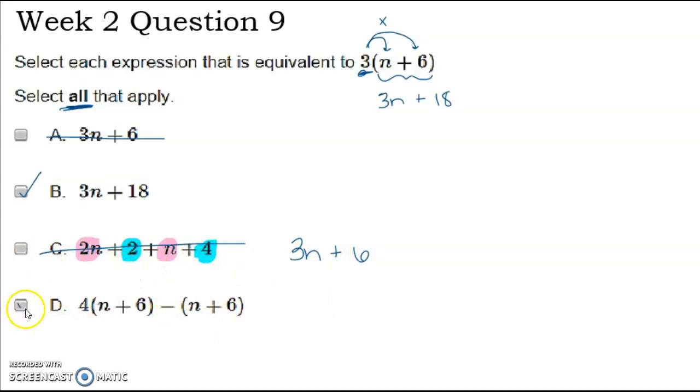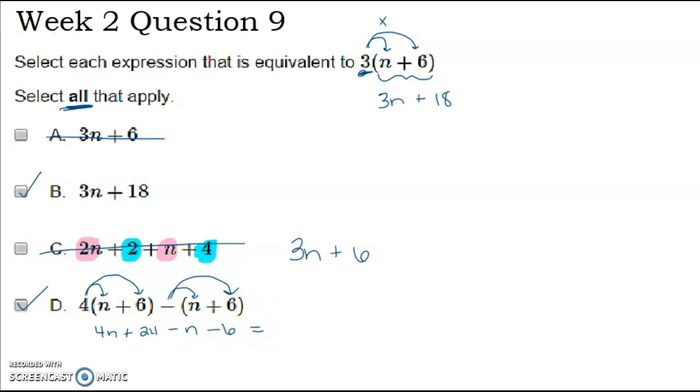Now this last one I know is going to be a right answer, because when it says all that apply, I know there are 2 answers. But let me show you why. This is a multi-step problem, and again, it's pretty advanced. So if it doesn't make sense, just check it off and go on to question 10. We have 4 times n, and we distribute the 4 to the 6. 4 times n is 4n. 4 times 6 is 24. Now we have this minus sign, and it actually gets distributed to everything as well, so it turns into negative n and negative 6.